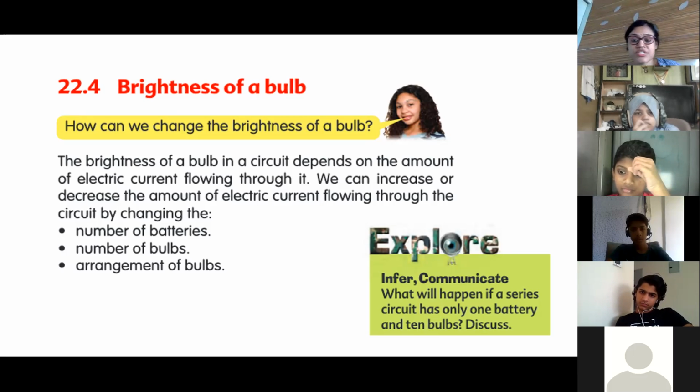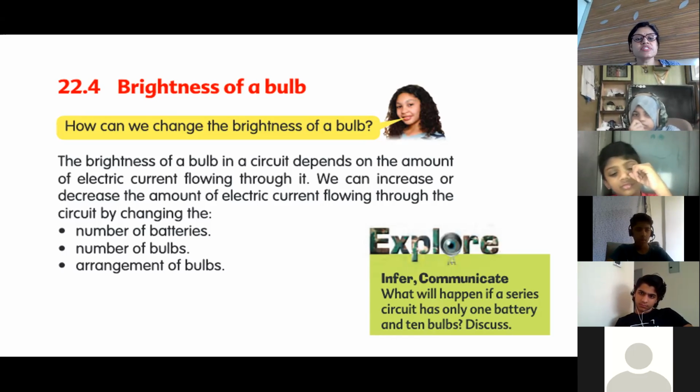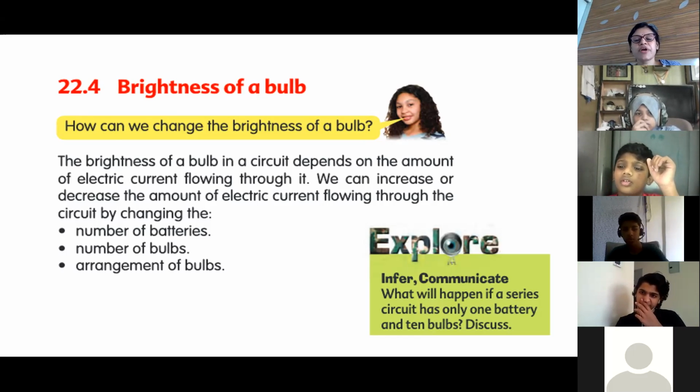Correct. The points are given also. Increasing the number of batteries. When you increase the number of batteries, the potential or energy increases, and that is why the brightness of the bulb will increase.